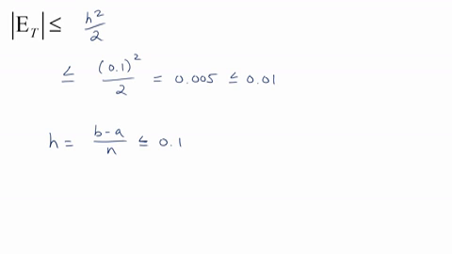So solving that inequality, we know that b minus a is 2, and that's over n, less than or equal to 0.1. And when we solve that inequality for n, that implies that n must be at least 20 subdivisions. So if we use an n value of 20 or more, then that would cause h to be less than or equal to 0.1, which causes the error to be less than or equal to 0.01.